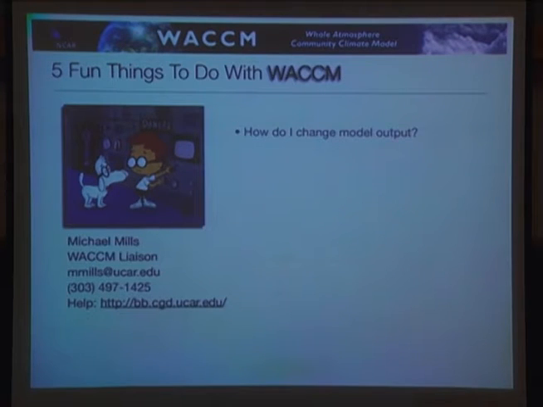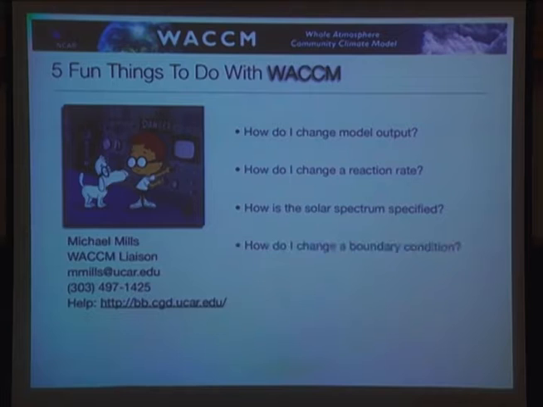So here are the 5 fun things we're going to talk about. How do I change model output? How do I change a reaction rate? How is the solar spectrum specified? How do I change a boundary condition? And how do I change an initial condition? And these 5 things are going to involve a lot of the details that Brian talked about, even as far as modifying the source code for some of them.